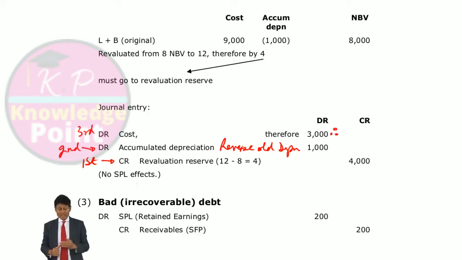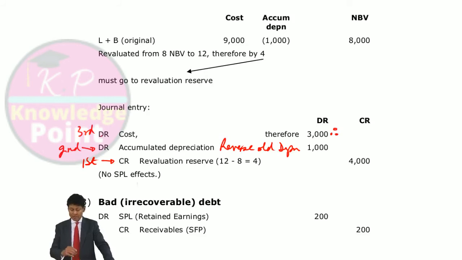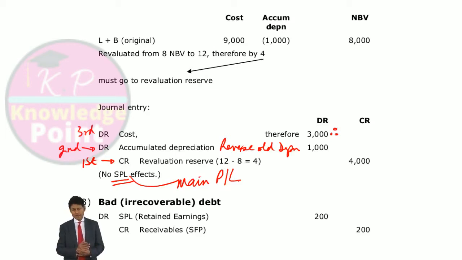The reason why we have our journal entry set up in that style. Now, you will notice it has no P&L effects, because clearly if you have a revaluation, you don't have to put that into your P&L. Certainly no main P&L effects. No P&L effects. This is the main P&L. You're only doing a main P&L, you're not doing the OCI in this particular example. All right, let's get back to our question paper.